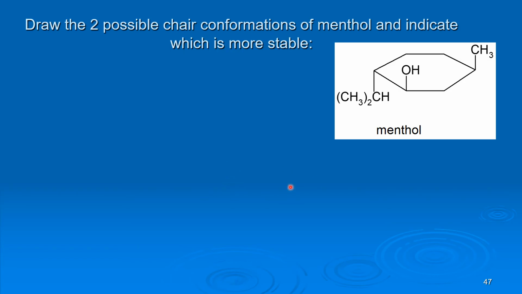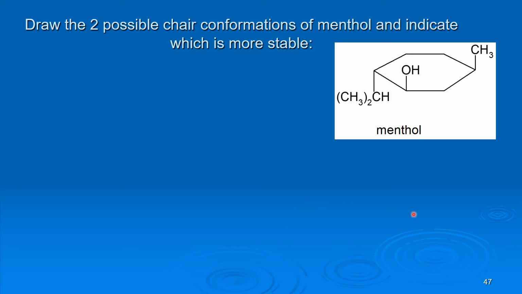All right, let's do one more example, and you might want to try this before I go on, and stop the video and do it before you go on. Draw the two possible chair conformations of menthol and indicate which is more stable. So notice that this is sort of a flat cyclohexane, which is not true to what it should be. But you can see that this is up. The OH and the CH3 here are cis to each other, and this, this would be an isopropyl group, is trans to both of those.